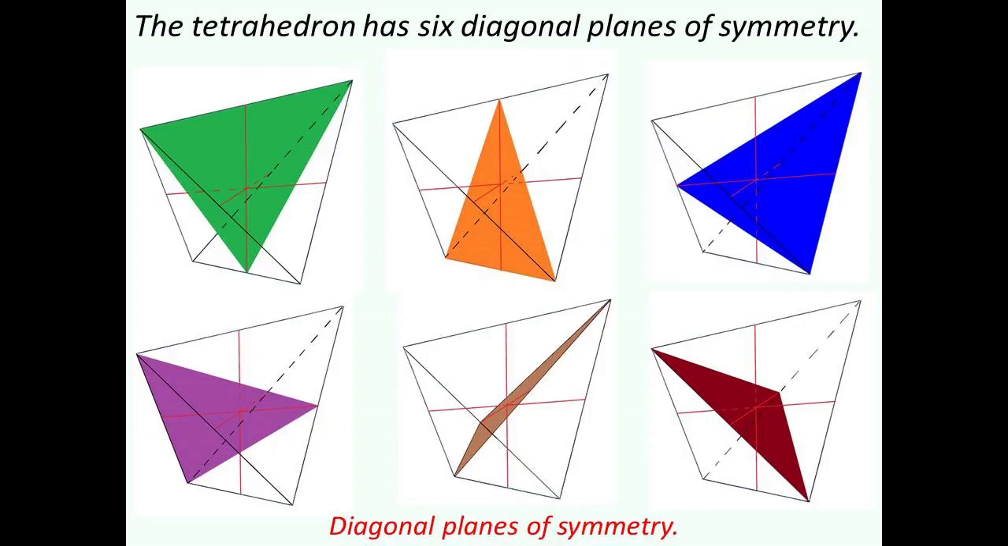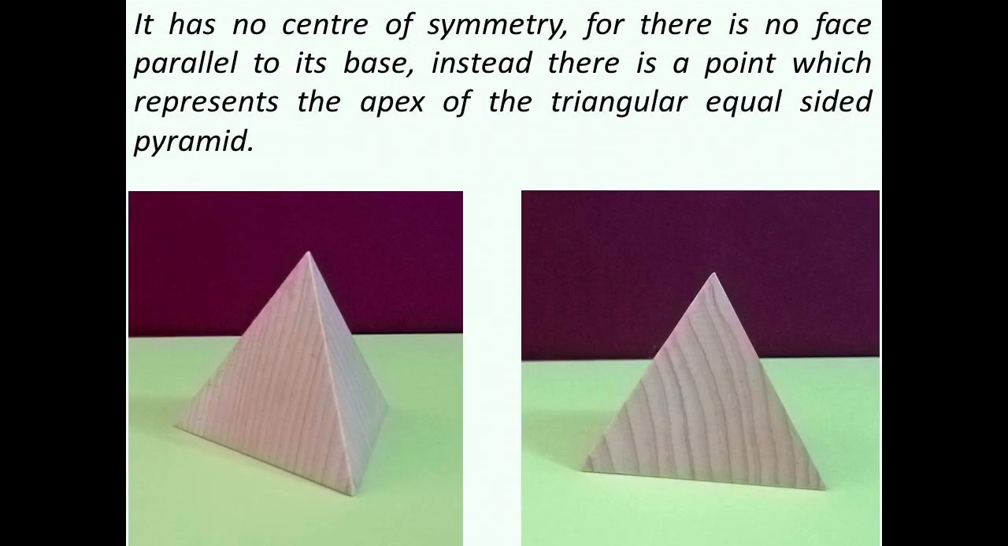The tetrahedron has 6 diagonal planes of symmetry, as shown below. It has no center of symmetry, for there is no face parallel to its base. Instead, there is a point which represents the apex of the triangular equal-sided pyramid.